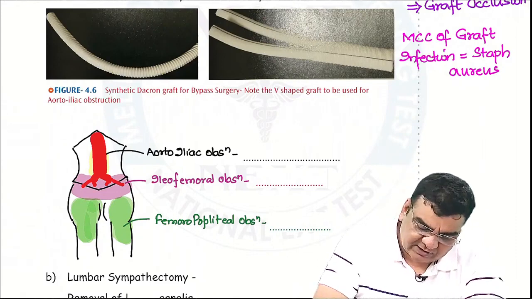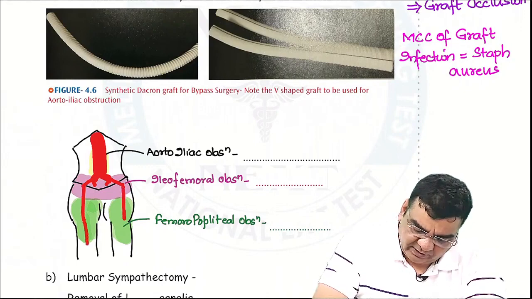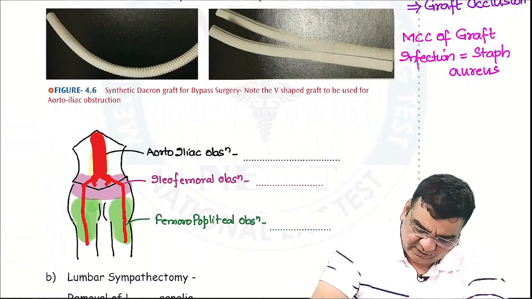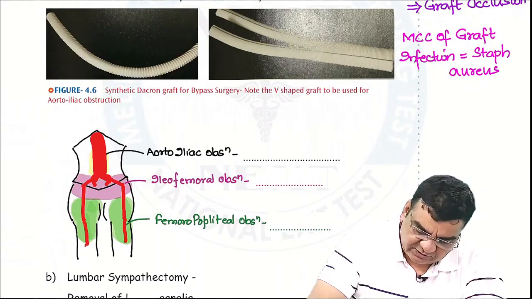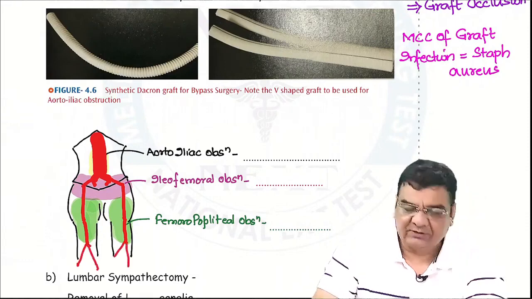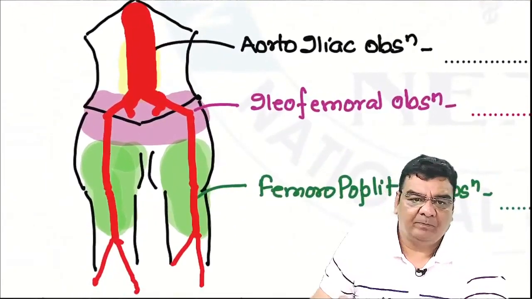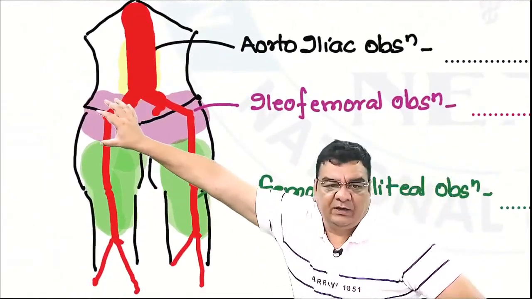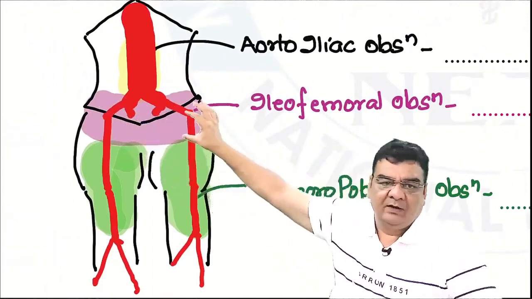This external iliac then becomes the femoral, and then this becomes the popliteal, and then this popliteal further divides into anterior and posterior tibial, something like this. Now if we focus on this area, this pinkish thing that you're seeing here is the inguinal region.